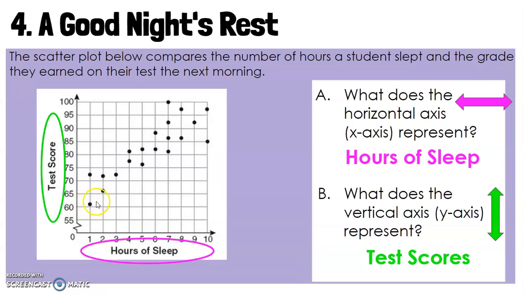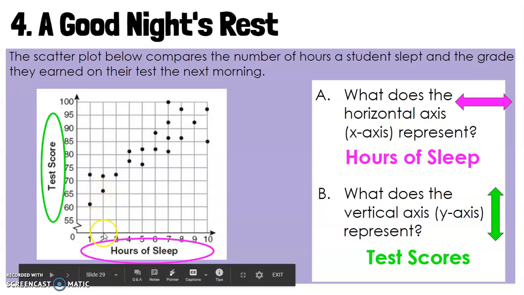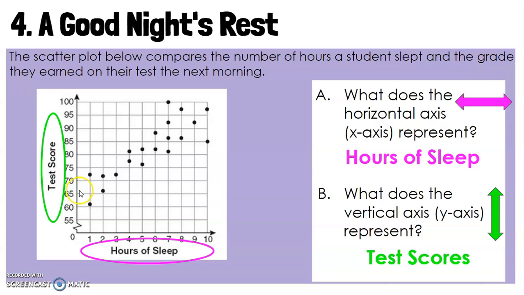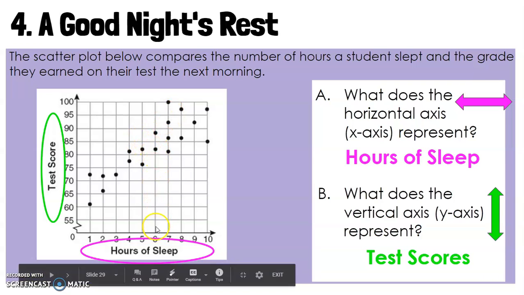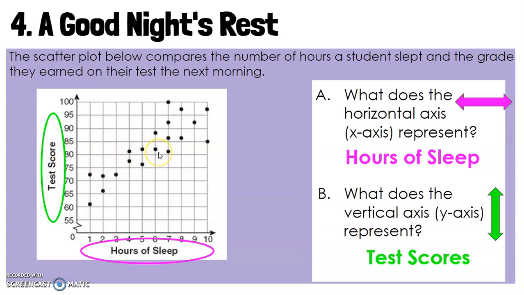Okay. And again, every point, this point right here tells me that this student slept 2 hours and got maybe a 66. Okay. If we go up here, and again, each point tells us a piece of information. It tells us how many hours I slept, and then the score on the test the next morning. Okay, so these are each a different student in their responses to those two questions.